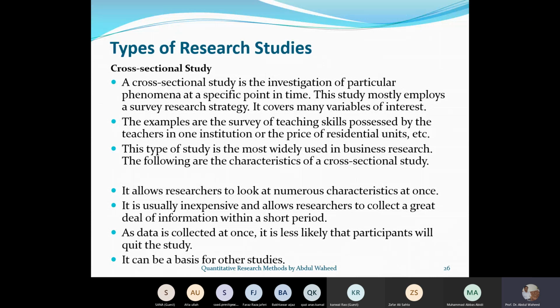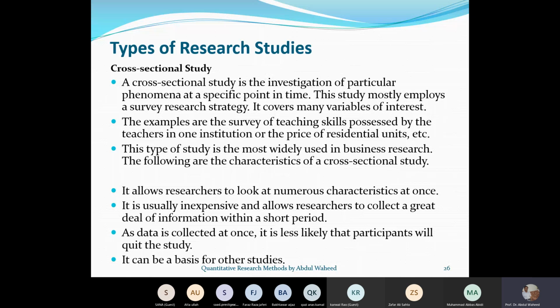Okay, कोई पूछना चाह रहा था कुछ? So this type of study is mostly used in business. Okay, we conduct cross sectional study, and these are the characteristics. It allows researcher to look at numerous characteristics at once, at a time. आप बहुत सारे उसके angles इसको देख सकते हैं. Inexpensive and allows research to collect a great deal of information.